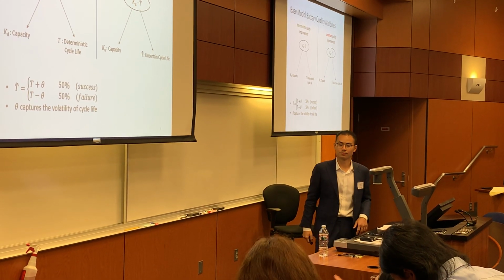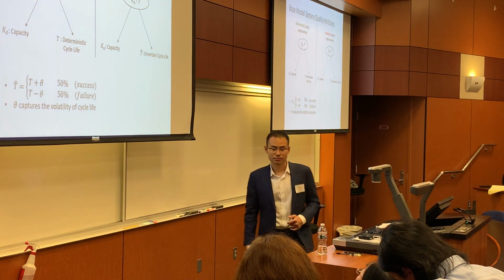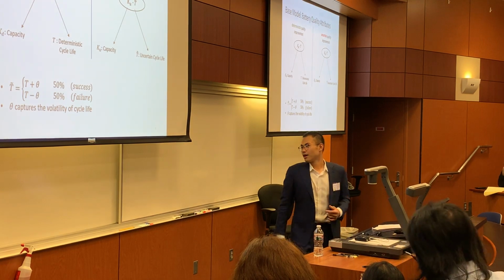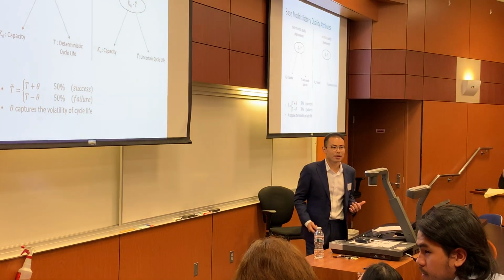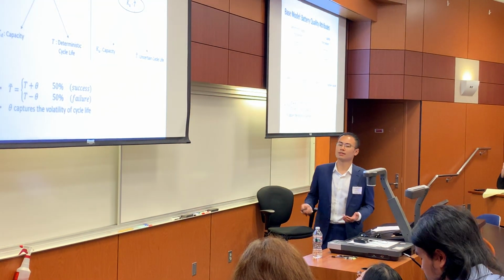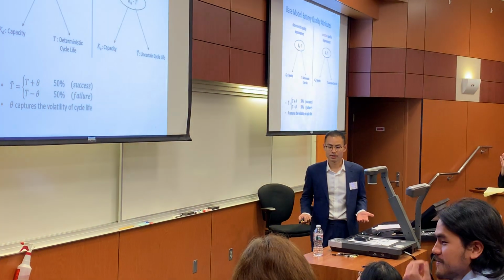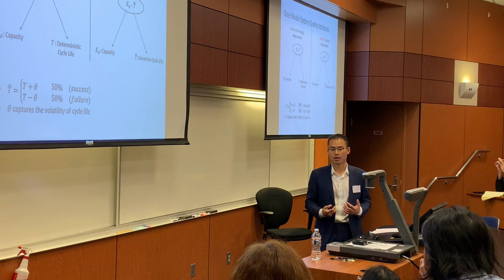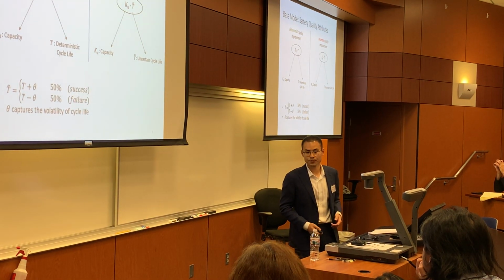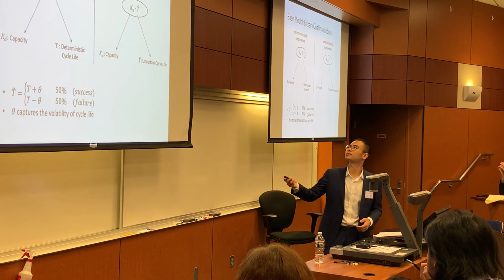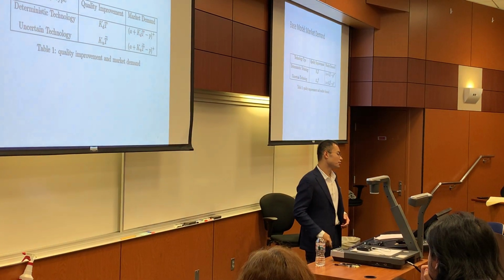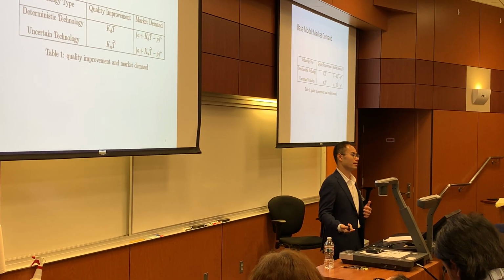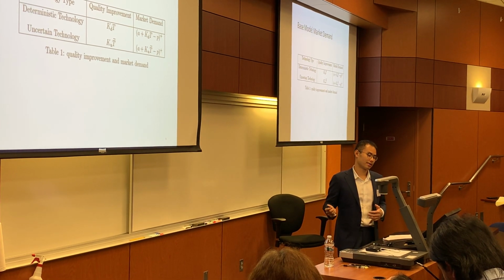Could the cycle life be correlated with capacity? Is it possible that these two are correlated? That's a really good question. Right now we are modeling them in a multiplicative form, because these two are complementary attributes. However, we assume that these two are independent attributes. Please check those. We also know there is a one-to-one correspondence between the level of quality improvement and the final market demand.